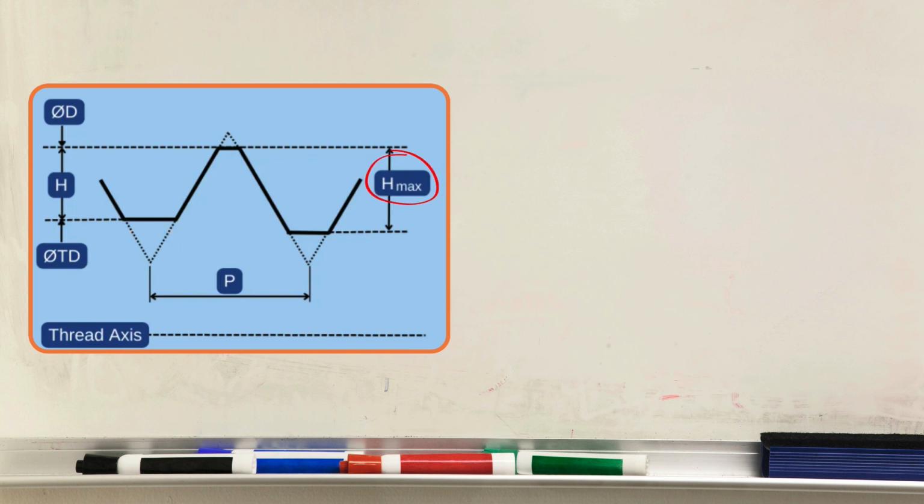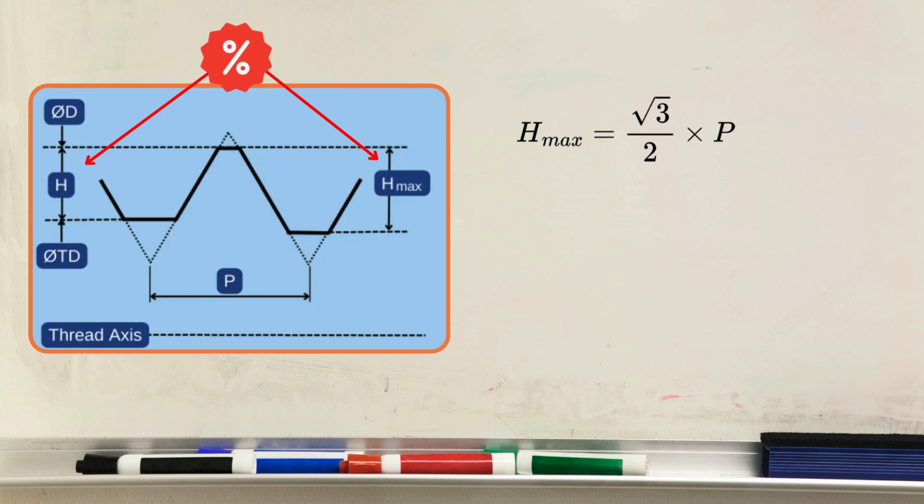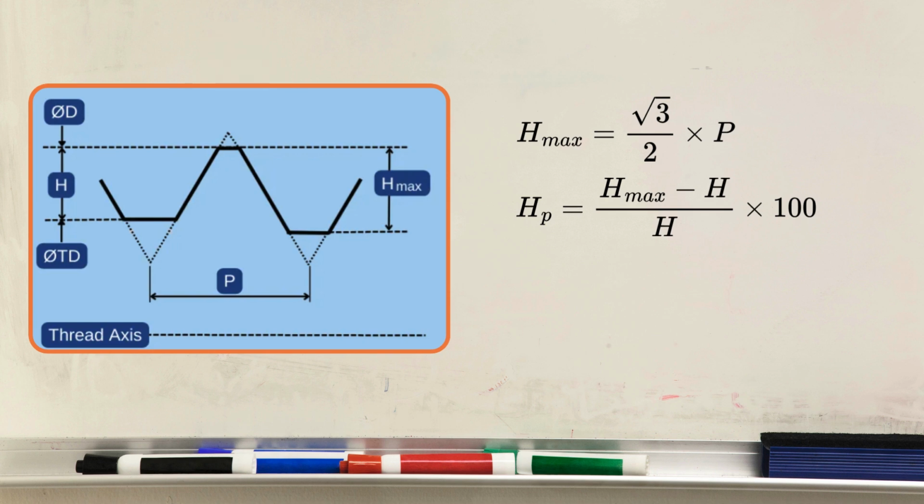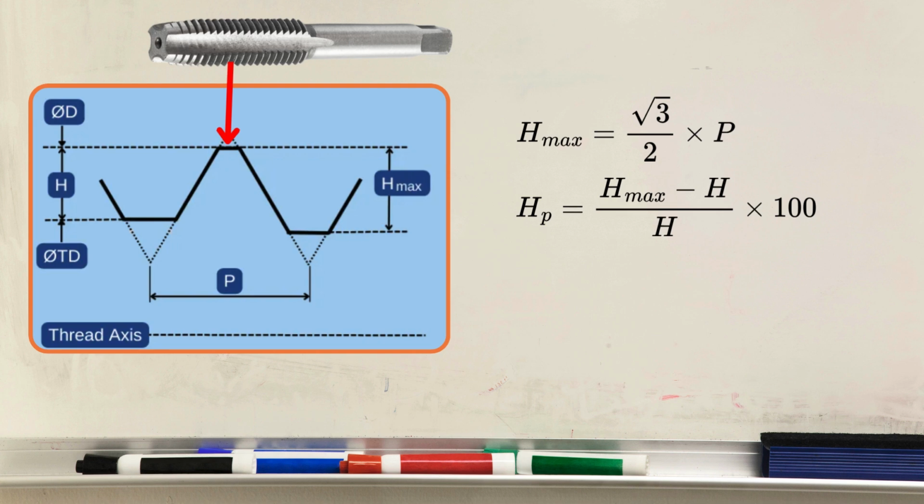The thread height is the distance between the crest and root of a thread. Or in other words, the major diameter minus the minor diameter. For a typical 60 degrees thread, it equals the square root of 3 divided by 2 times the pitch. In tapping, the thread height is expressed as a percentage of the maximum height. Hence, it equals the maximum height minus the actual height divided by the maximum height times 100. The major diameter comes from the tap geometry, and we have no control over it. The minor diameter comes from the pre-drilled hole, which we control with the tap drill size.